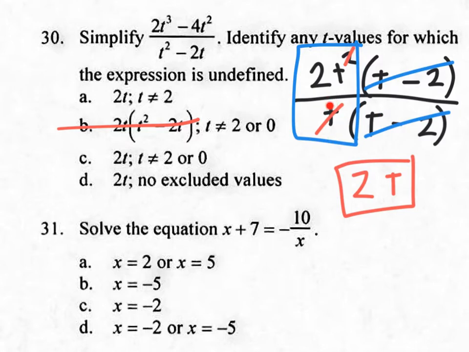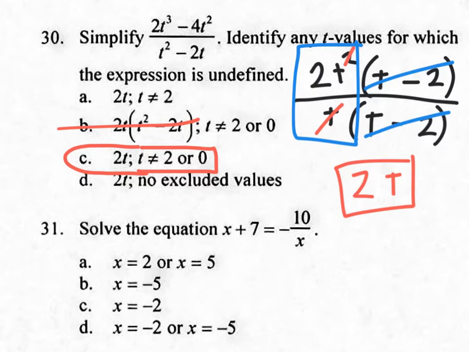Or a 0 would also mess it up. So right here, this t right here, if it were equal to 0, the whole thing would be 0. Or if this t is equal to 2, the whole thing would also end up being 0. And that would make them both undefined. So what are the values for which the expression is undefined? T cannot be 2 or 0. So C is the correct answer.